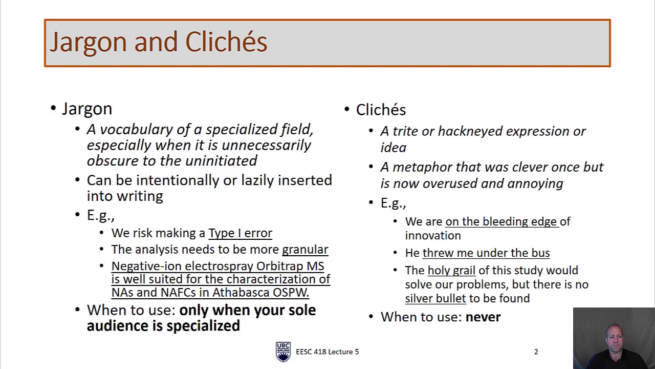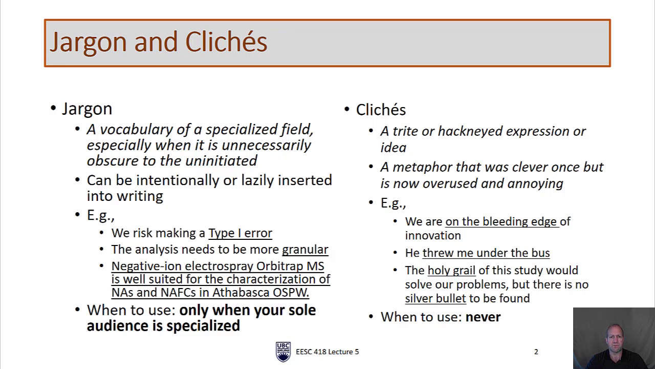Starting with jargon. Jargon is a vocabulary of a specialized field, especially when it is unnecessarily obscure to the uninitiated. So every branch of science, in fact, every branch of study of any type has its own set of jargon. We have geological terms. If you are a geologist, all of your minerals, those are all jargon. If you're a chemist and you say something like HPLC, or you're just rattling off types of analytical instruments, those are jargon. If you're speaking to people within your own field, that's fine. They understand exactly what you're saying.